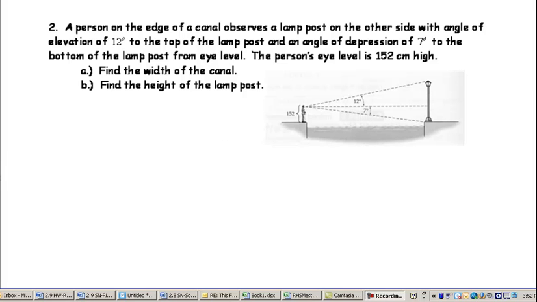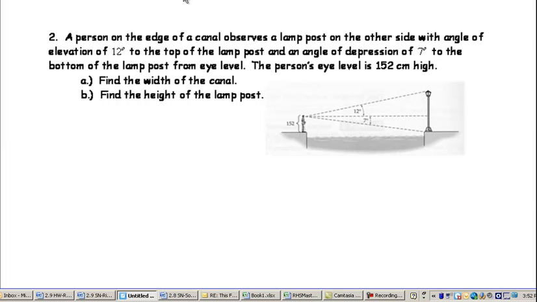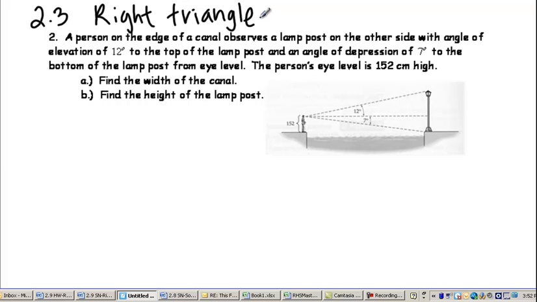Hey guys, today we are talking about applications of right triangles. So go ahead and label your notes 2.3, right triangle applications.